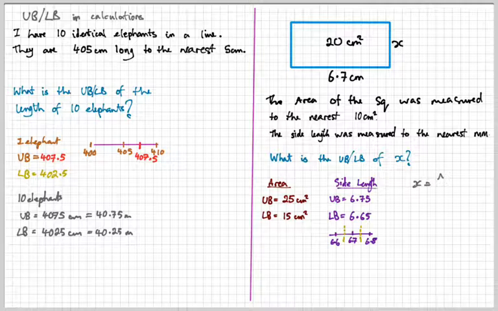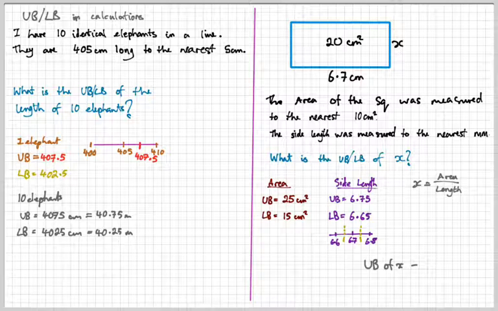Right, so x. How would we find x? How would we calculate it? We would do the area divided by the side length. This would give us x. So we need to now find the upper and lower bound of x. Let's look at the upper bound first. So the upper bound of x.